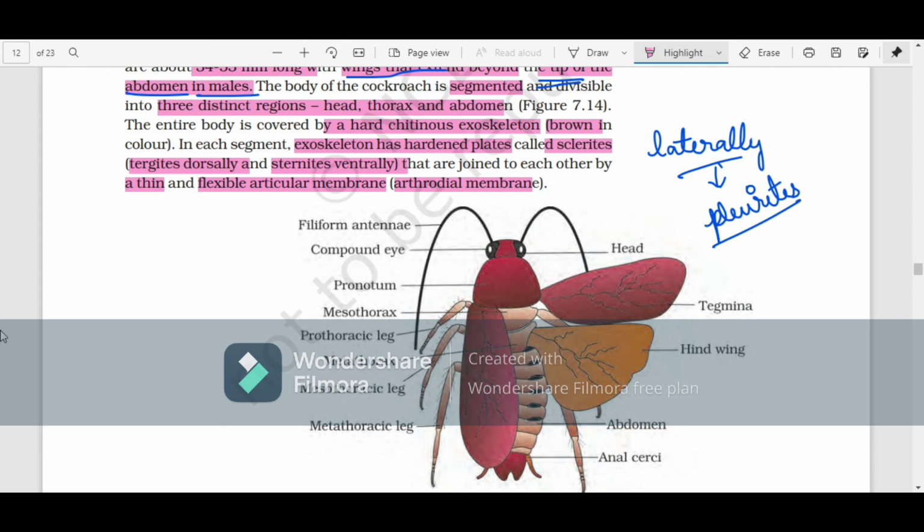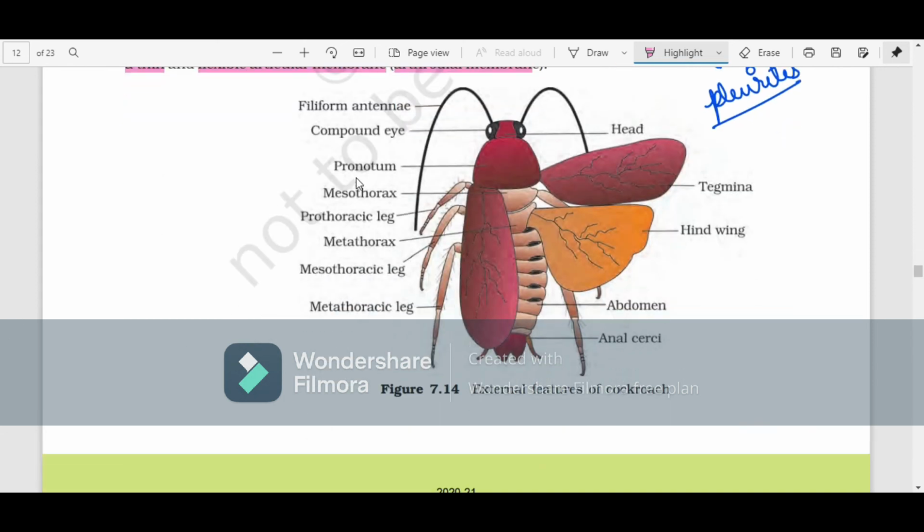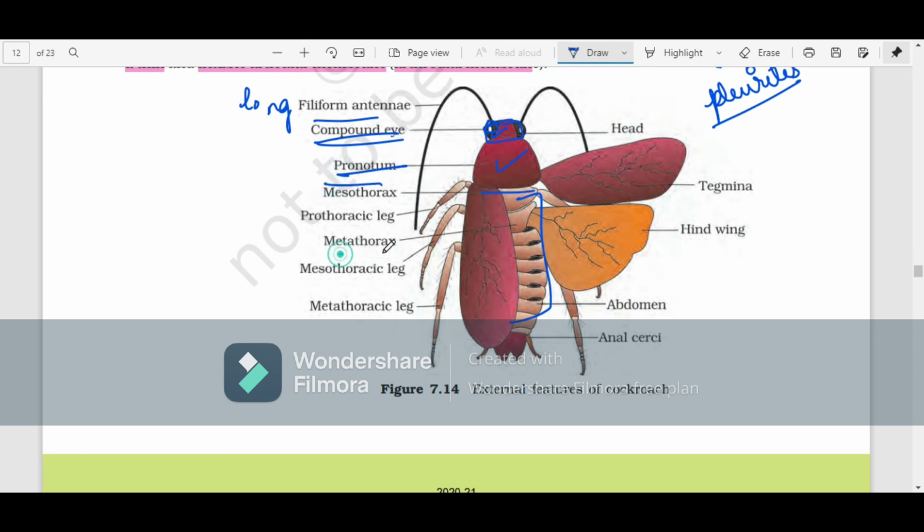Now let's see this picture. We have the filiform antennae. Are the antennae long or short? We just did it in the paragraph. It's long. And they have compound eyes here. This is the head region. There's the head, the thorax, and the abdominal region. This is the pronotum. There's the mesothorax, and then the metathorax.